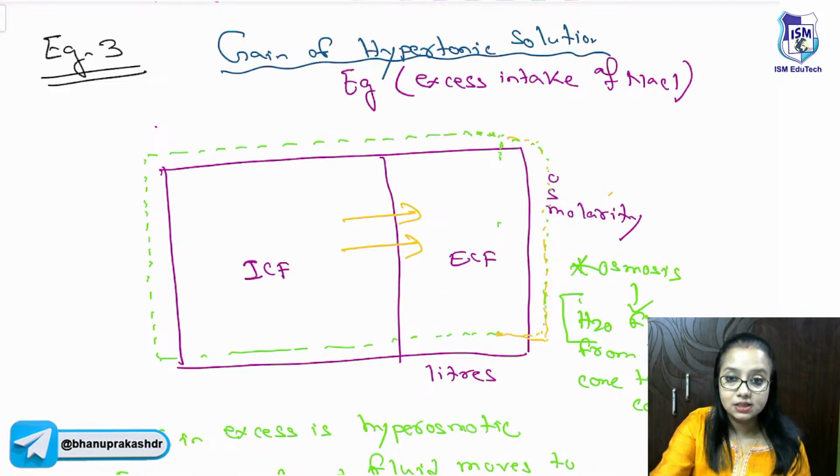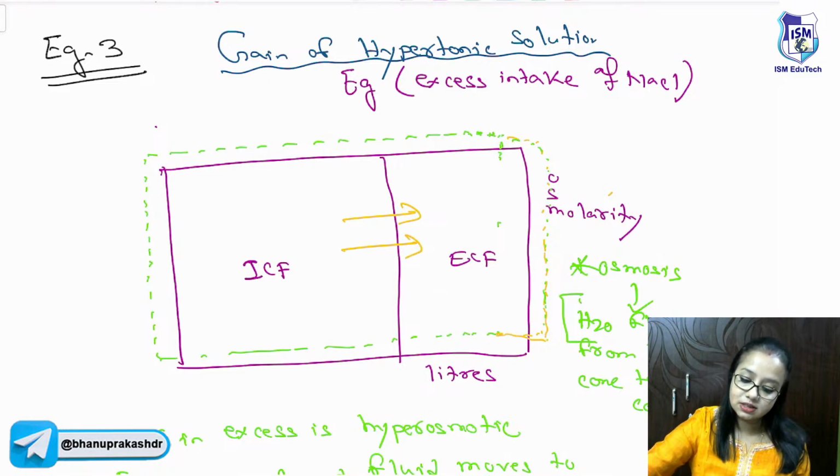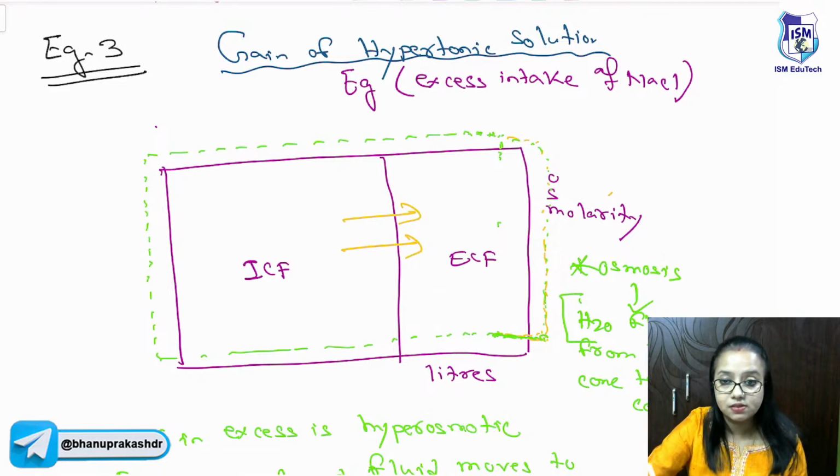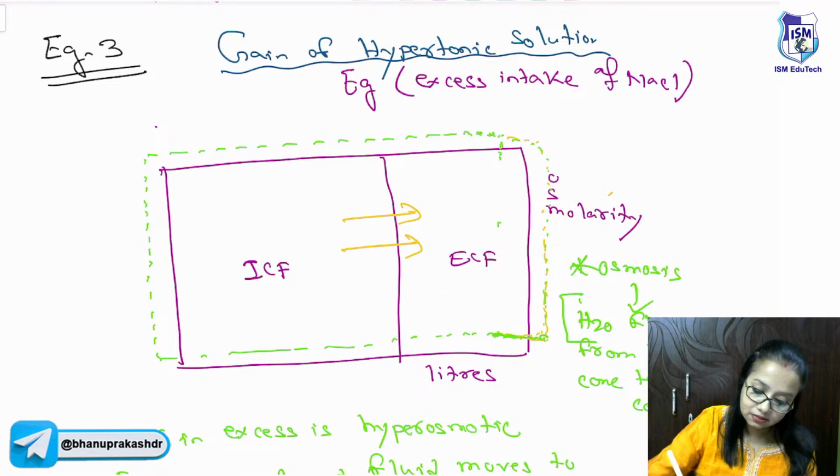Hyperosmotic means the osmolarity is more than 290 milliosmol. So, a thicker solution is entering the ECF. When it enters the ECF, at once there is, you see the dotted lines, an increase in the volume of the ECF. So when there is an increase in the volume of the ECF, what happens? There is migration of fluid from the ICF into the ECF.